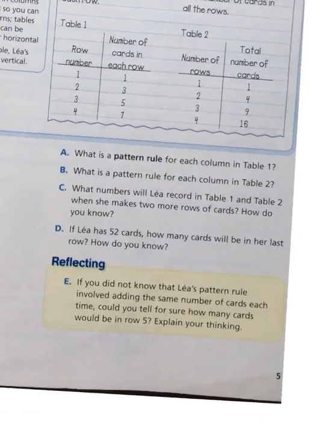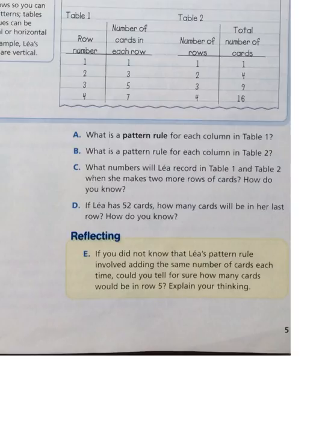And last question. If Leia has 52 cards in total, how many cards will be in her last row? How do you know? Let's figure this out together, shall we?